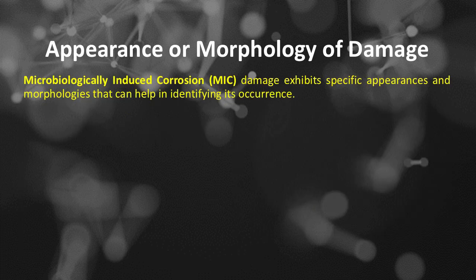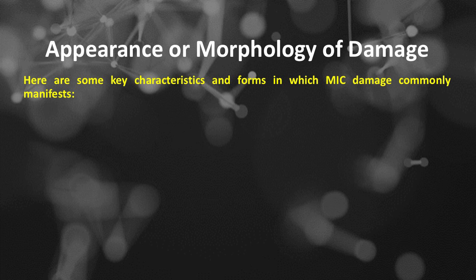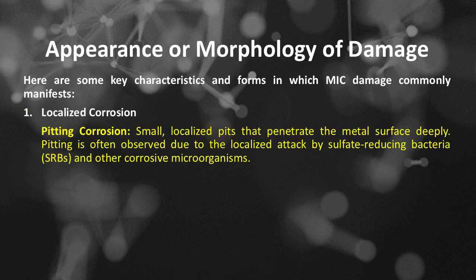Microbiologically induced corrosion or MIC damage exhibits specific appearances and morphologies that can help in identifying its occurrence. Here are some key characteristics and forms in which MIC damage commonly manifests. Number 1 is localized corrosion. Pitting corrosion. Small, localized pits that penetrate the metal surface deeply. Pitting is often observed due to the localized attack by sulfate-reducing bacteria, SRBs, and other corrosive microorganisms.